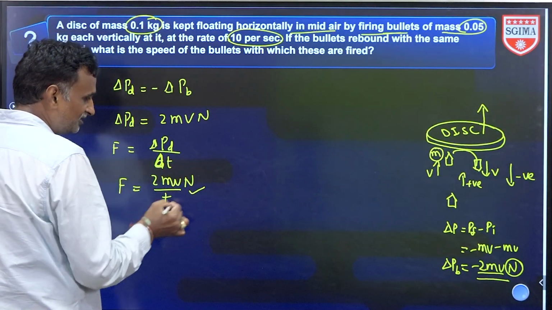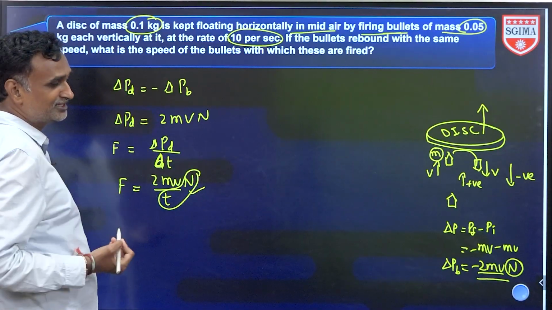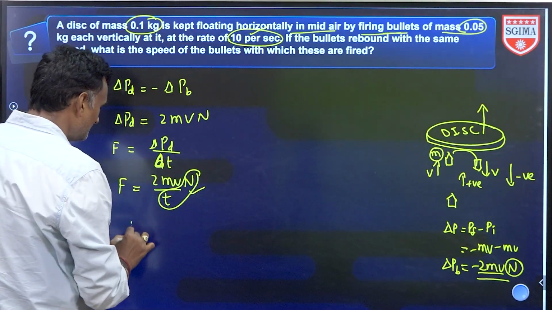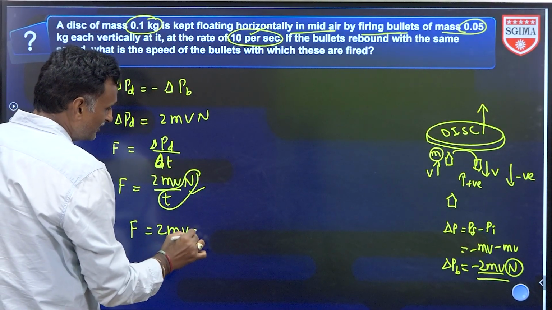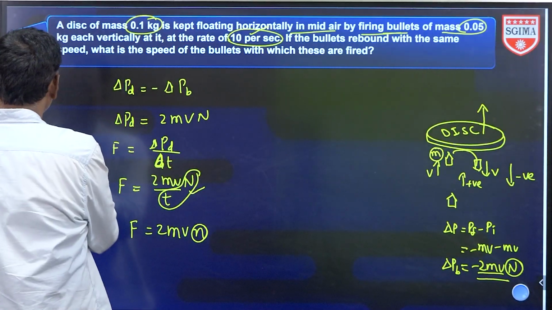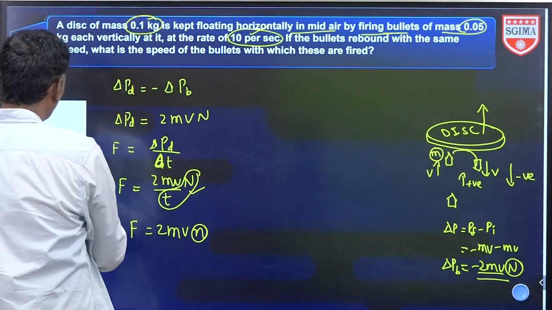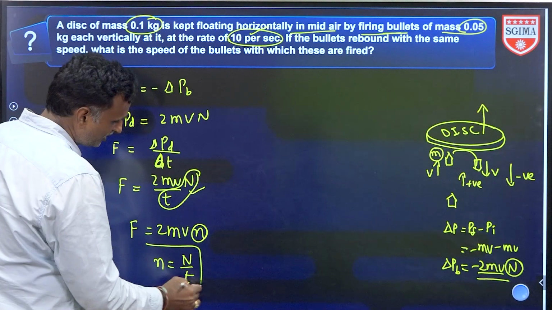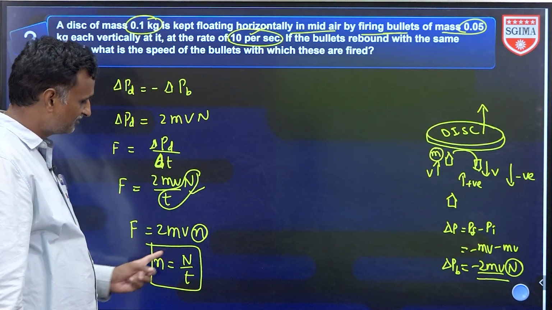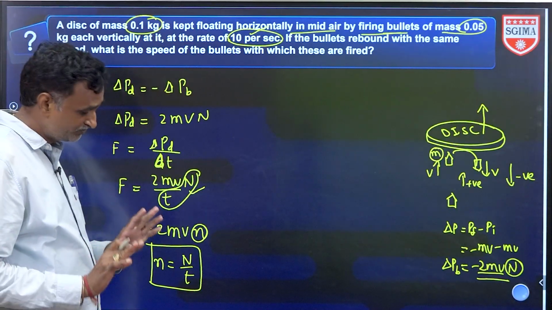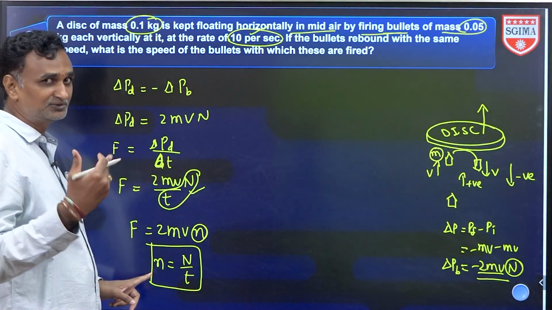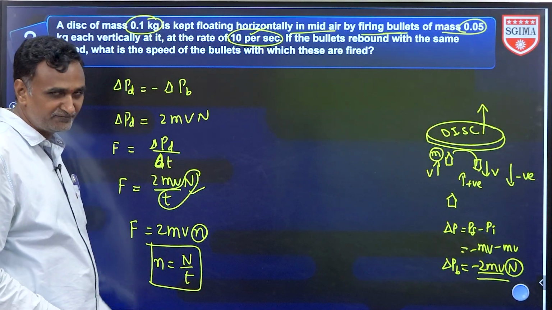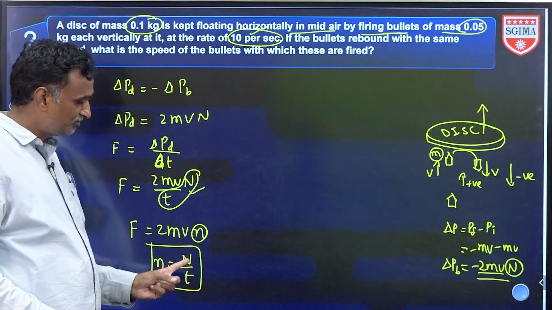Here also n comes. This n by t can be written as frequency, the number of bullets per second. So that is F equals 2mv small n. You must remember this small n. Small n can be written as the number of bullets per second, and in some books capital N is given, in others small n, but the meaning is the same. I am explaining, don't get confused. Small n means the number of bullets per second.